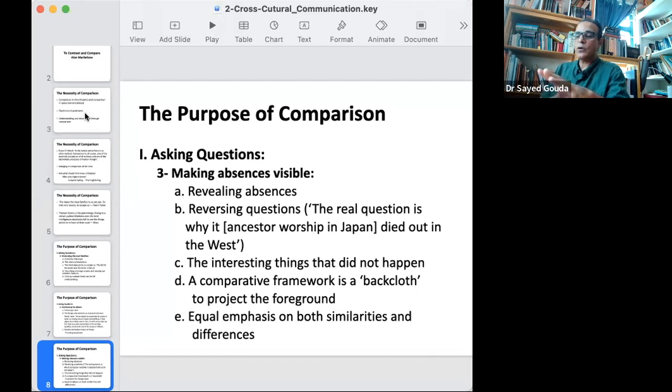And so we need to put equal emphasis on both similarities and dissimilarities, similarities and differences. Of course, when we contrast between two things, we focus only on the differences. But when we compare, we focus on both similarities and dissimilarities, or differences.